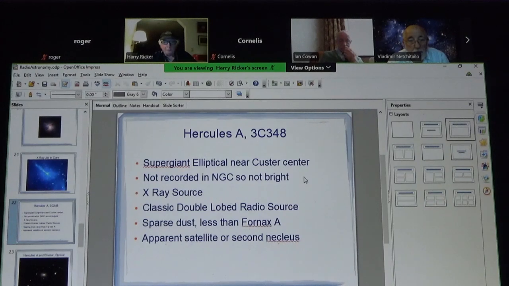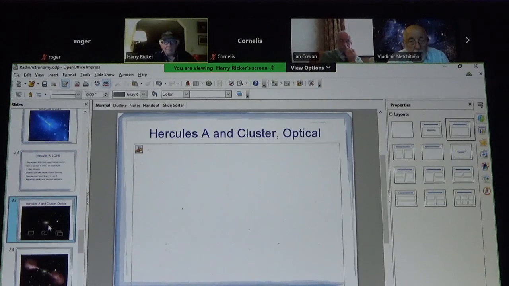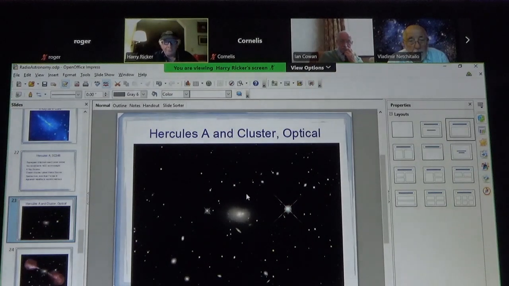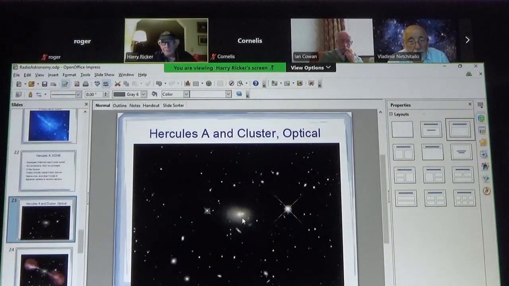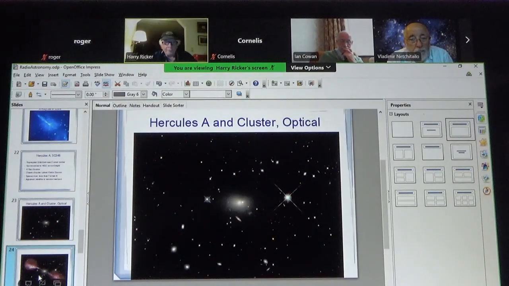It's also an X-ray source, and here's a picture of what it looks like. This one's kind of interesting because it looks like it's got two nuclei. It's not really clear whether this is a galaxy that's split. Its nucleus is split, and it's released a baby galaxy. Could be. Some people would argue that, well, that's just another galaxy in front that we're just looking at. That's the traditional view of it.